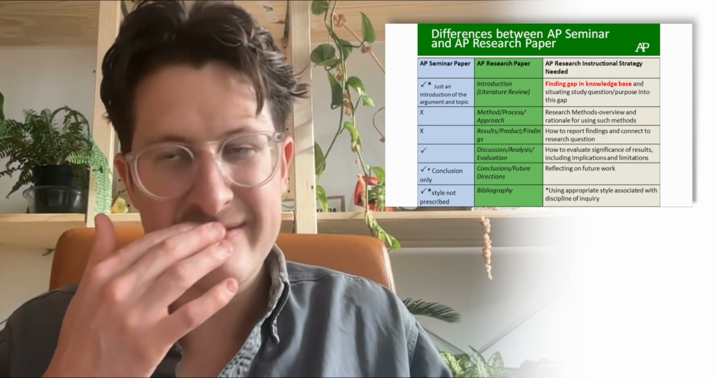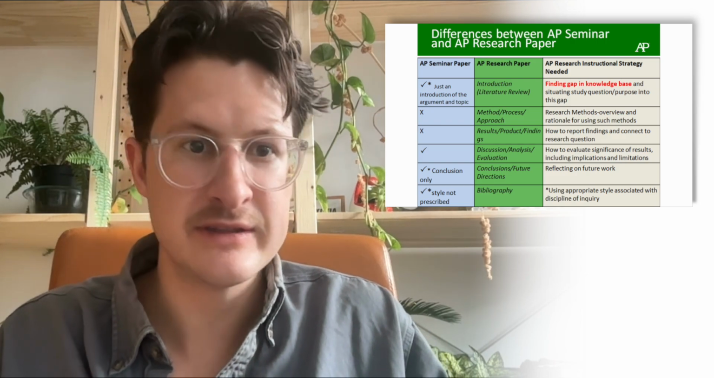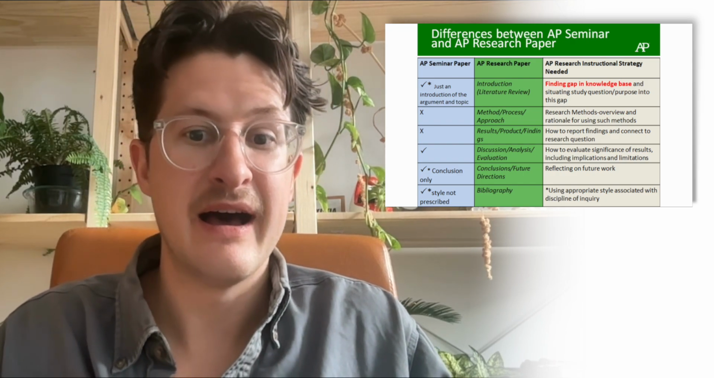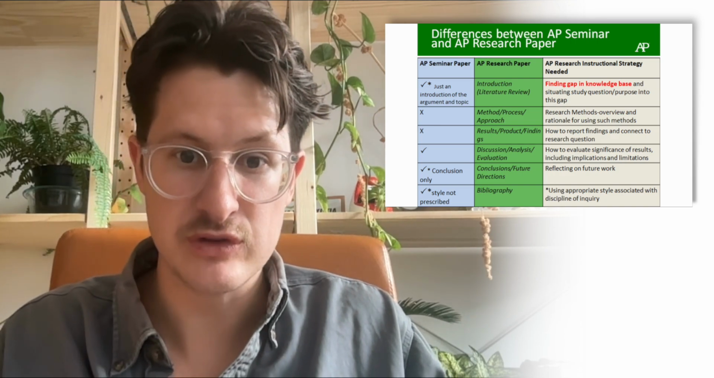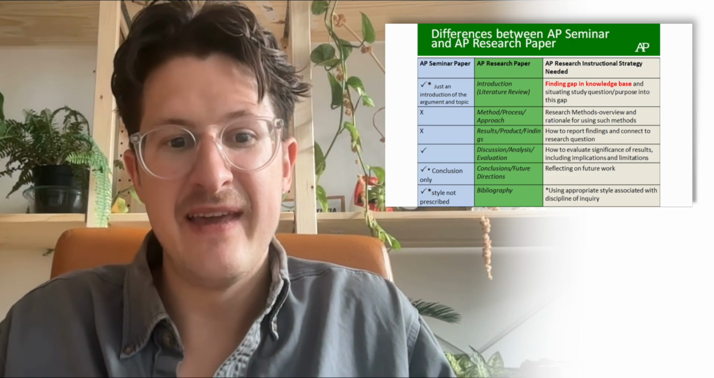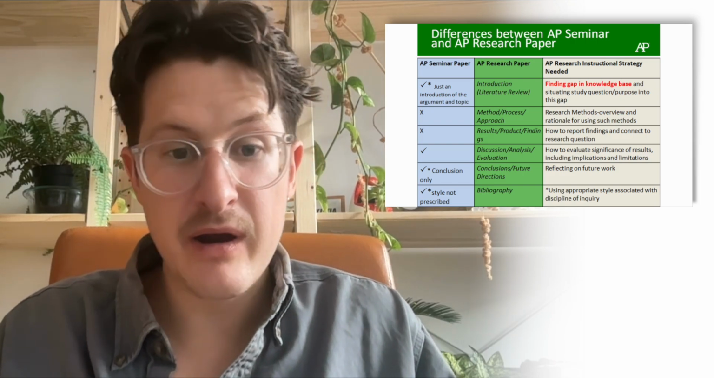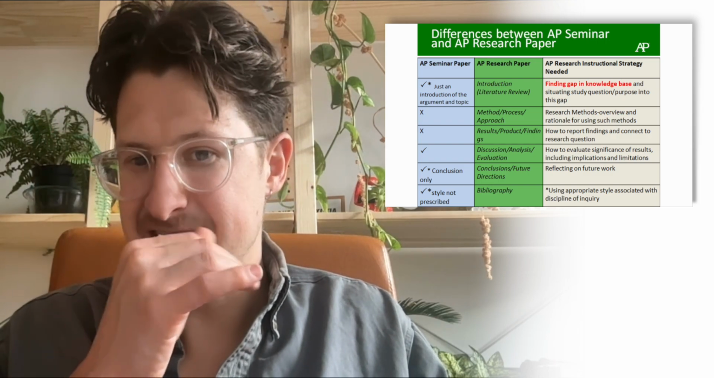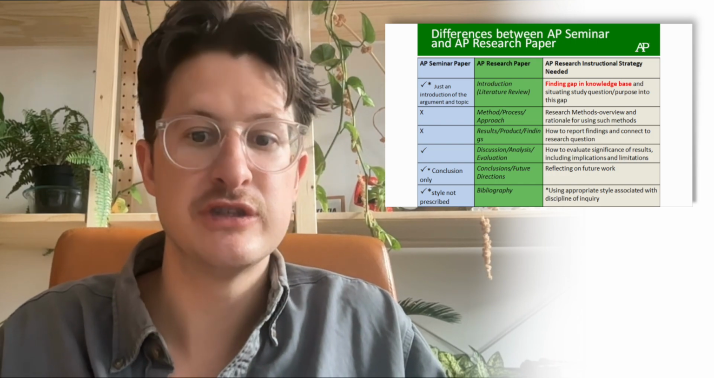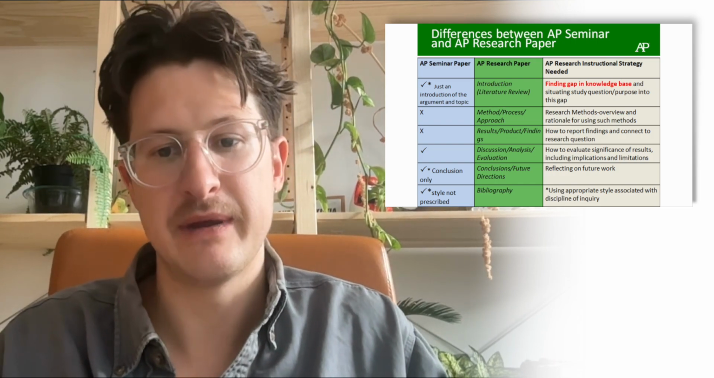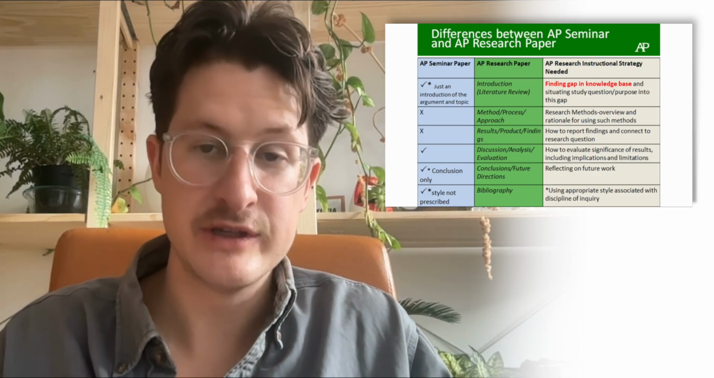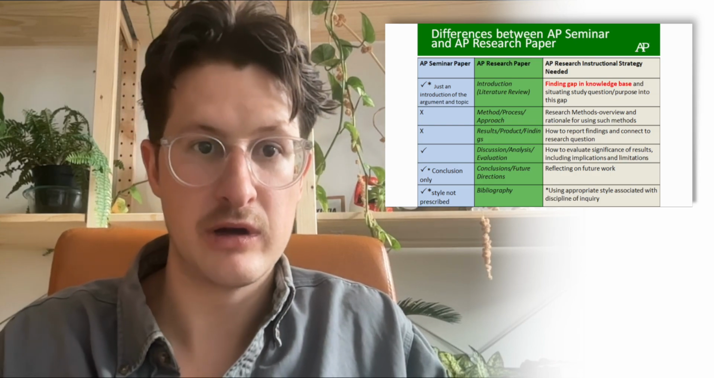Now, the rest of the paper is discussion, analysis, and conclusion. In the discussion, they should have some experience discussing data and evidence, even from AP Seminar, but in this case, they're discussing their own evidence and evaluating the significance of these results, and maybe some of the limitations of the data they collected or their method. And then the conclusion, like AP Seminar, often looks forward. In AP Research, they are reflecting on their process and maybe even making recommendations for future work to further the academic conversation that they just engaged in. And then, of course, you need a bibliography, but for the research paper, this is going to be considerably longer.